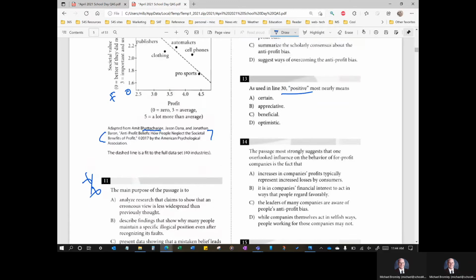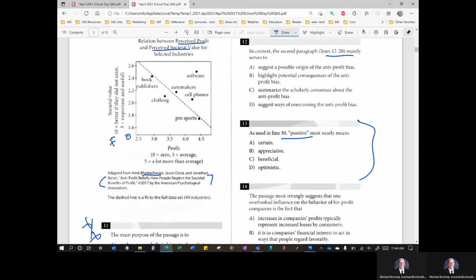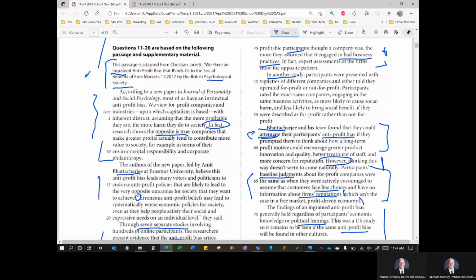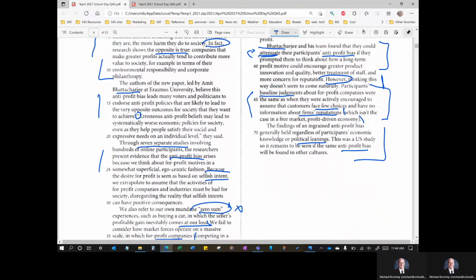Question 30. I'm going to go ahead and do 30 because this is vocab. As I read context, I'll learn more about probably the second paragraph. So let's go back and do 30. First paragraph, blah, blah, blah. This second paragraph.